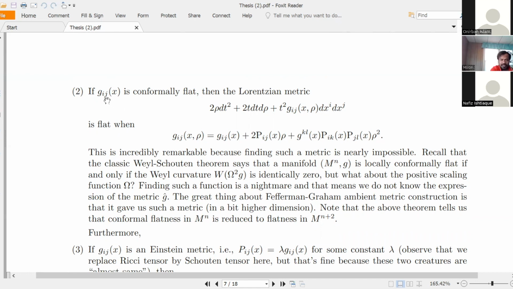a little bit of notation. Whenever I say Gij x, Gij x is the metric whenever my rho is identically zero. More precisely, this is the metric on the boundary of the cone.